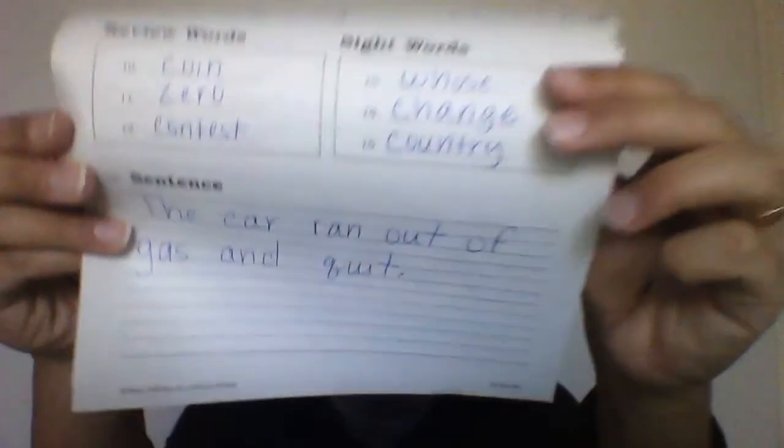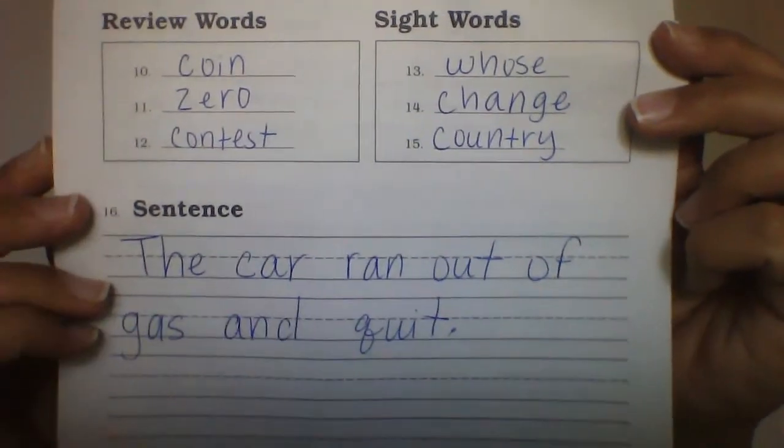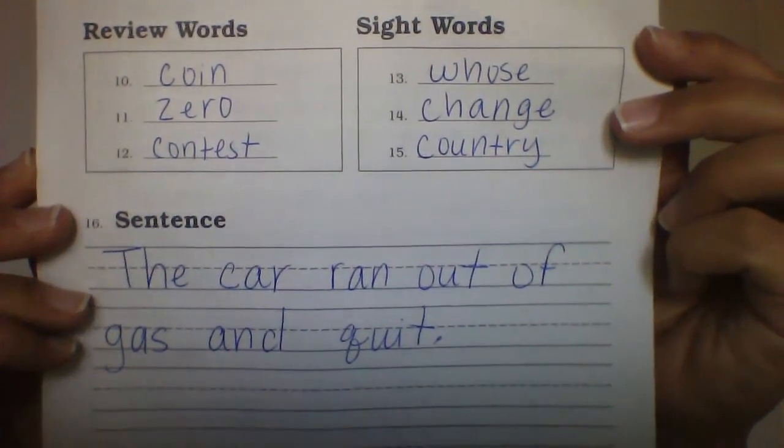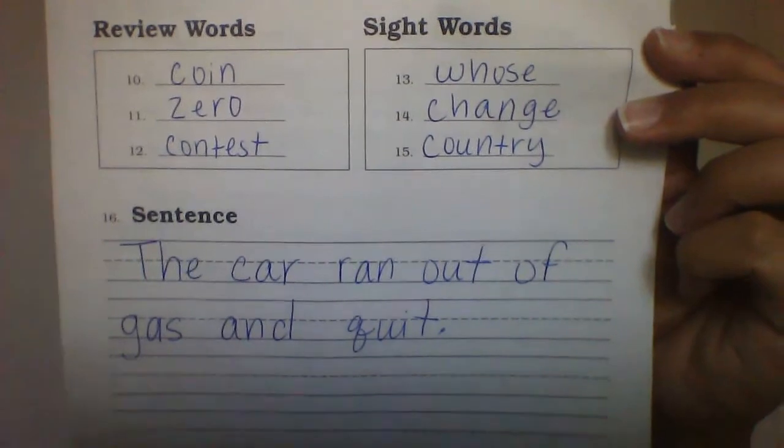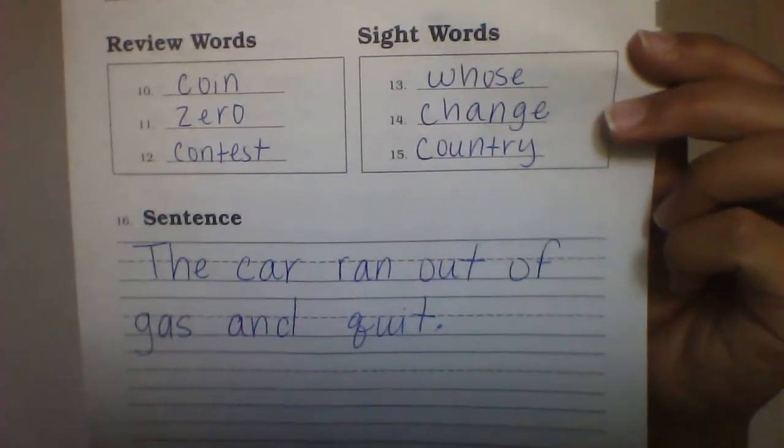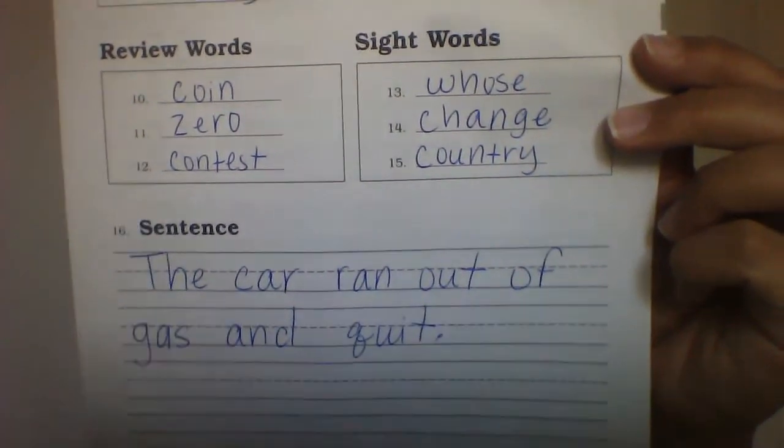Okay, so your paper should look like this. The car ran out of gas and quit. So make sure you have this written down. If you need some time, you can pause the video now.